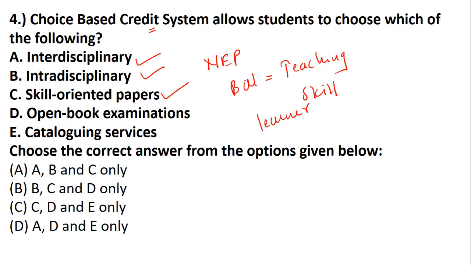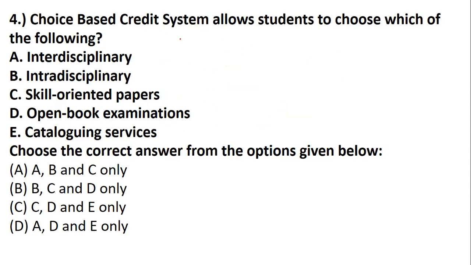So if you see open book examinations, in India it has not yet been supported. In some foreign countries it is there, and cataloging services is not related to the question. So the choice-based credit system is basically something which gives selection from interdisciplinary, intradisciplinary, and skill oriented. So this becomes your answer, right?